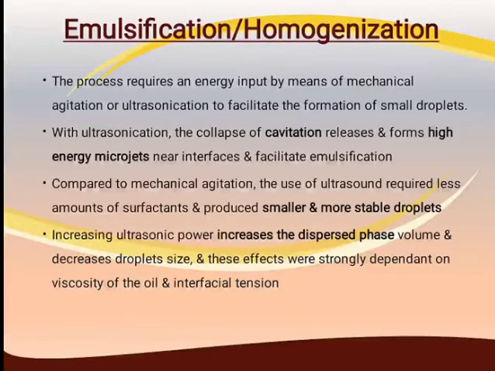In emulsification and homogenization, the process requires an energy input by means of mechanical agitation or ultrasonication to facilitate the formation of small droplets. With ultrasonication, the collapse of cavitation bubbles releases high energy microjets near the interface and facilitates emulsification. Compared to mechanical agitation, the use of ultrasound requires a smaller amount of surfactants and produces smaller and more stable droplets. Increased ultrasonic power increases the dispersed phase volume and decreases droplet size. These effects were strongly dependent on the viscosity of the oil and interfacial tension.